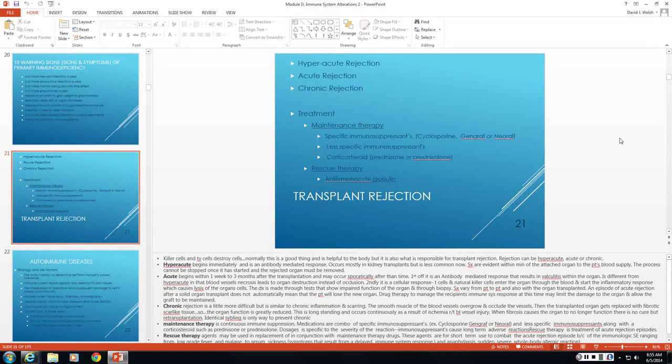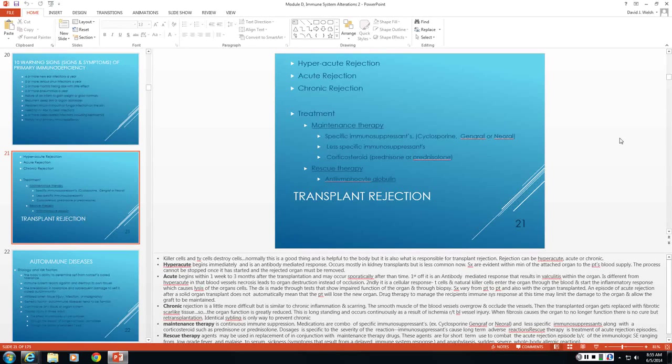So let's look at hyperacute rejection, acute rejection, and chronic rejection. So killer cells and T cells destroy cells. Normally this is a good thing and is helpful to the body, but it also is responsible for transplant rejection. Now, rejection can be hyperacute, acute, or chronic.